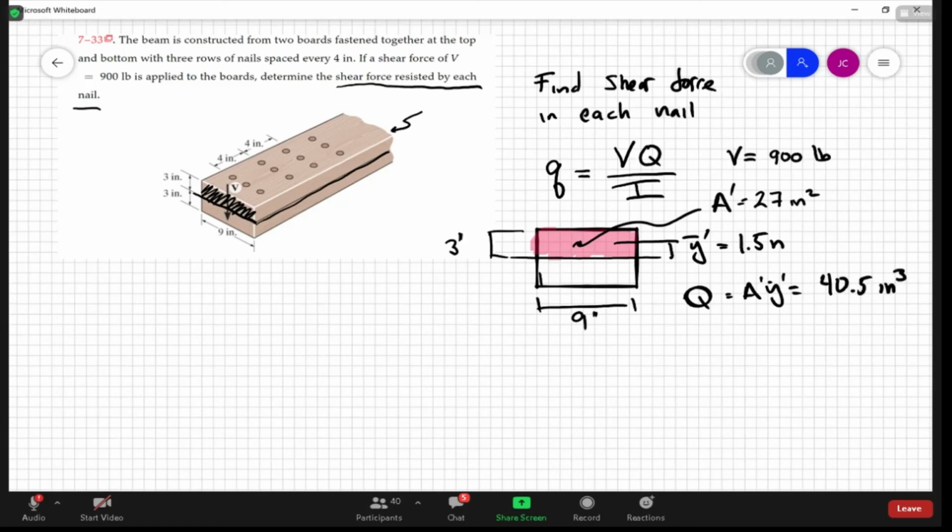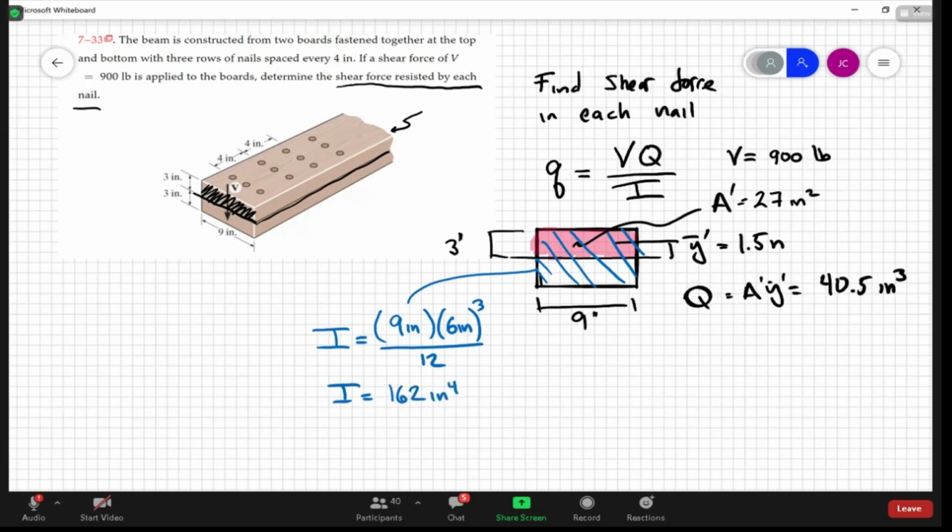Now the I is going to be the I of the entire cross section, right? We want the I of the entire cross section. And so that I is 1/12 the base times the height. The base is 9 inches, and then the height is 6 inches, correct? 6 inches cubed over 12. And so that gives me an I equal to 162 inches to the 4th.